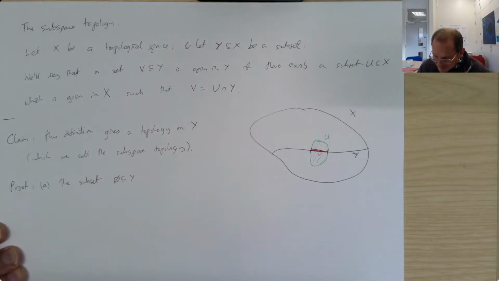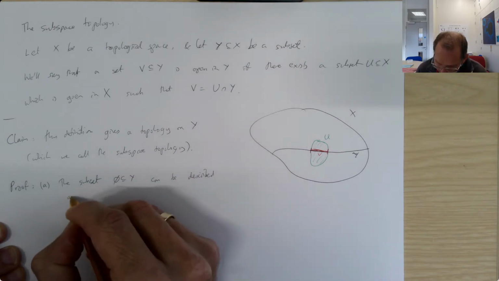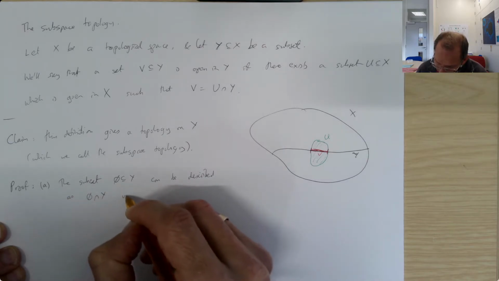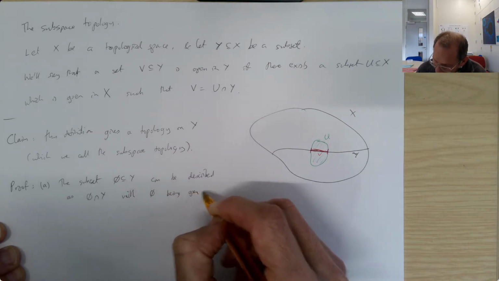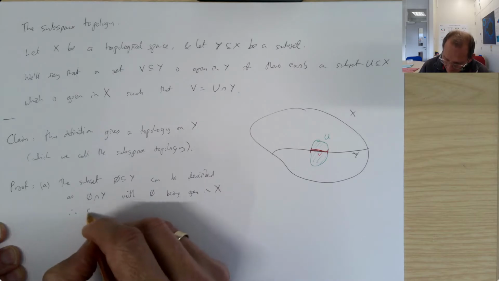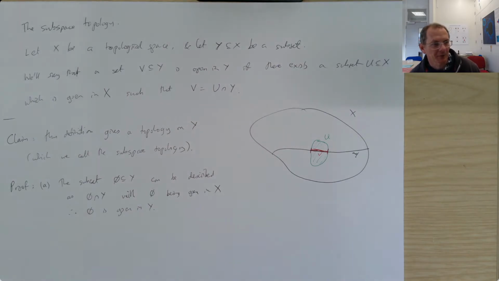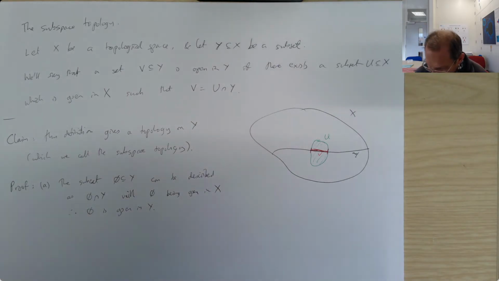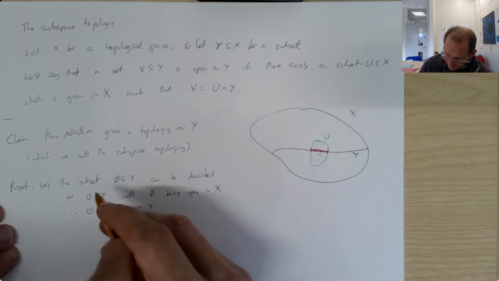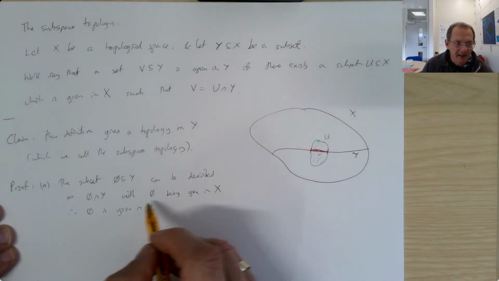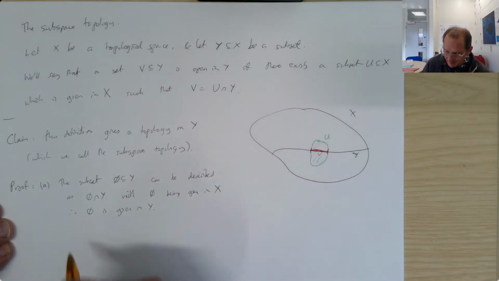So what's the empty subset? Well, that can be described as the empty set intersect Y, with the empty set being open in X. Therefore, the empty set is open in Y. Remember, in order to show that some subset of Y is open, we need to find some subset of X that's open and intersect it with Y and see what we've got. Okay, so here the empty set, well, that's open in X. That's one of the axioms for having a topology on X, and then we intersect it with Y, we just get the empty set. So that's good.